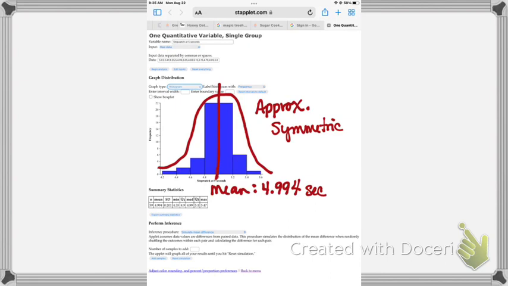Our median for this was 4.99. So our mean and our median were so close together, it's not even funny.